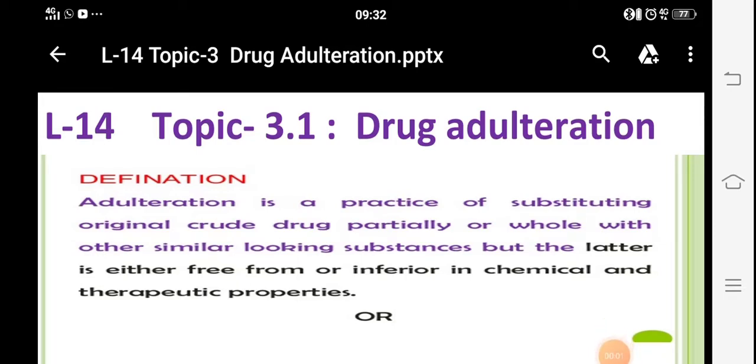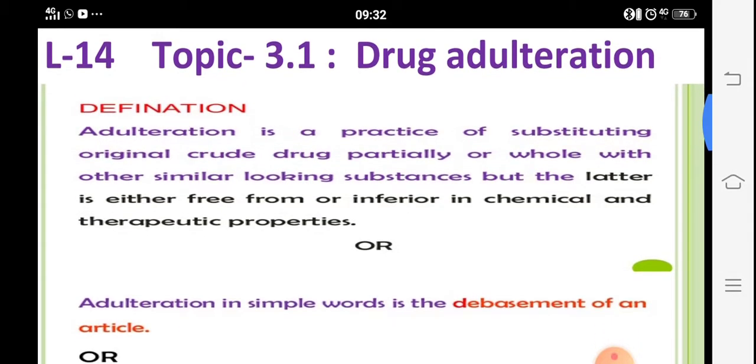Good morning. Our topic number 3 is related to drug adulteration. We have seen the different methods of evaluation: macroscopic, microscopic, physical, and chemical. So what is the meaning of drug adulteration, and why are these tests generally done?